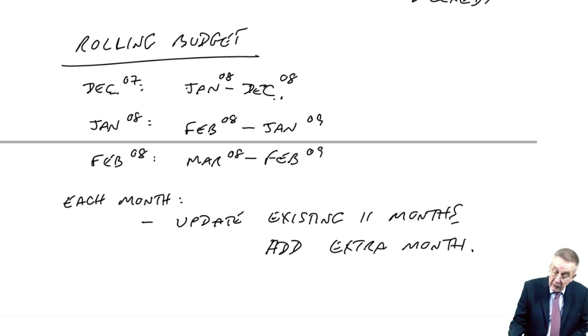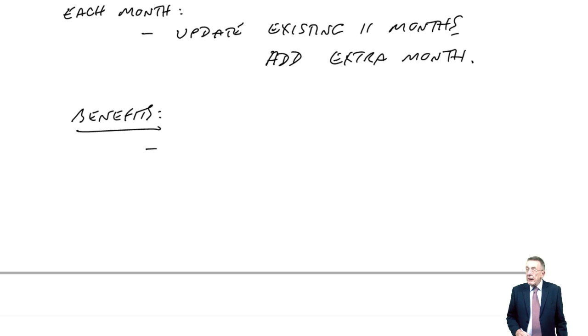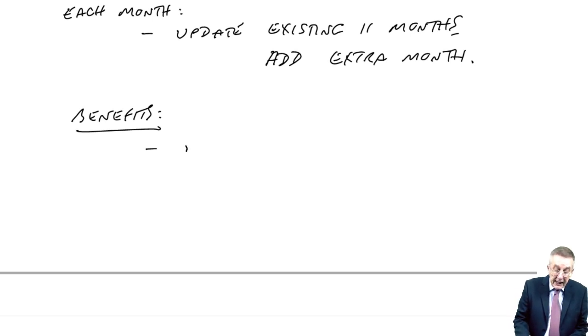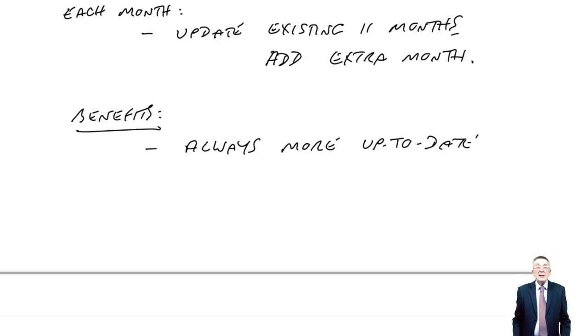Now, the advantages of a rolling budget, the benefits, there are two to be aware of. The first is a very obvious one. The budget is always more up to date. Every month you're updating 11 months that's already there. The other benefit is less obvious.